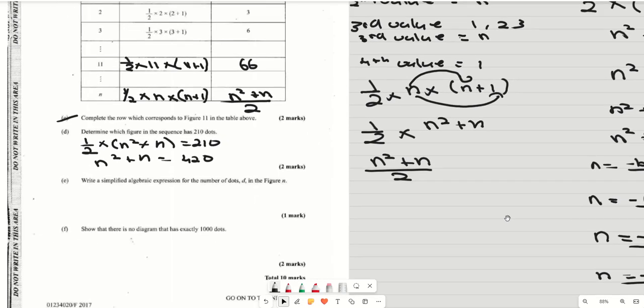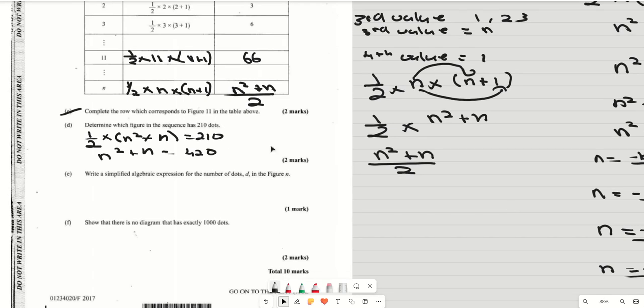So what is the term that we're looking at? Which figure in the sequence has 210 dots? That is when n is equal to 20. That is the figure number.